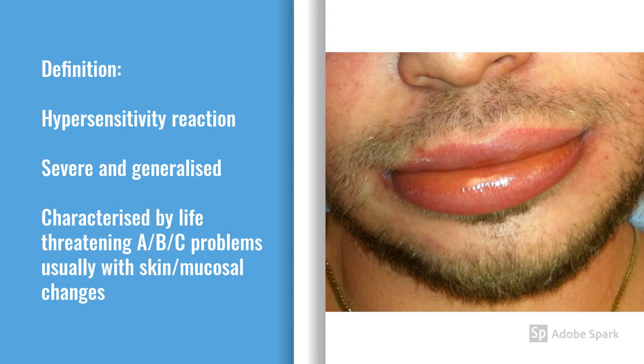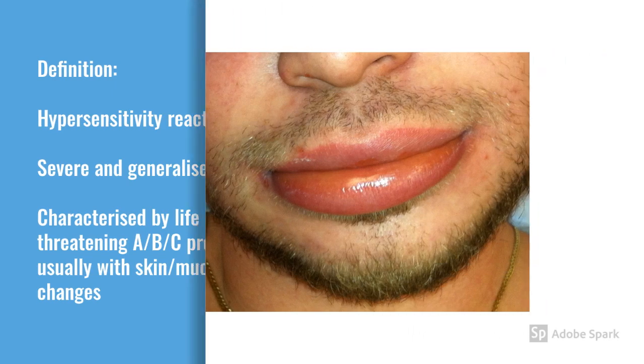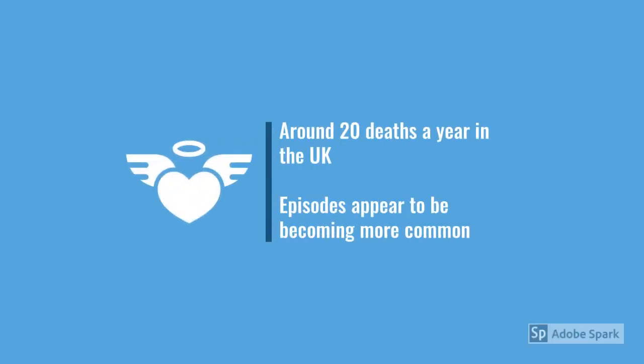So we can define anaphylaxis as a severe, life-threatening, generalised hypersensitivity reaction of acute onset, characterised by life-threatening airway, breathing, circulation problems, usually associated with skin or mucosal changes. And essentially that's it in a nutshell, isn't it? I was quite surprised when we were going through the notes for this. Around 20 deaths a year in the UK, which I thought was quite a small number. But then I suppose it's not a particularly common disease.